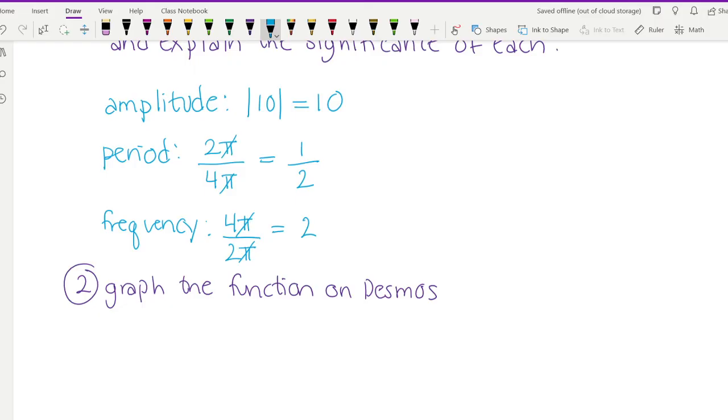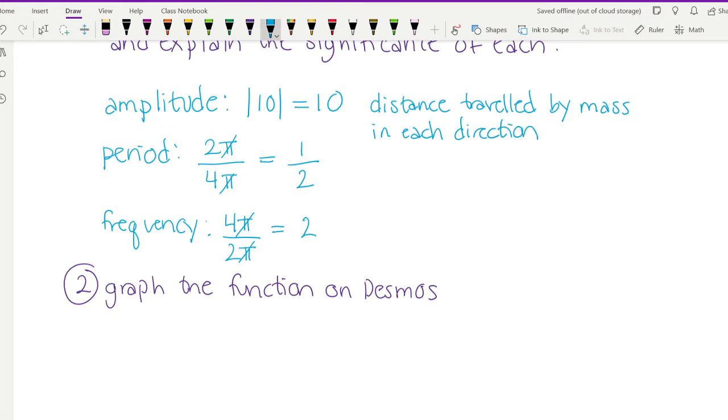So maybe let's just add that here too. So this is basically the distance traveled by the spring, or really by the mass at the bottom of the spring. So I'll just say by the mass in each direction. That's the significance of this amplitude.